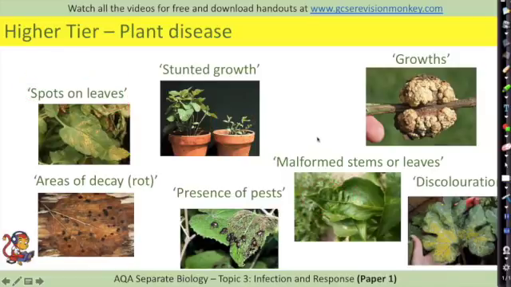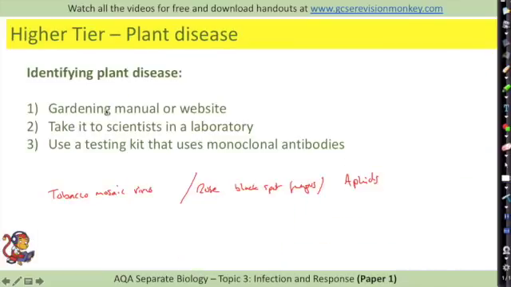And as a gardener, we would want to be able to identify what it is that's causing these diseases so that we can try and treat them or prevent them in other areas of the garden. It's especially going to be important for farmers and horticulturalists that are producing crops to sell on, because they're going to want the best crops that are free from disease. So once you've had a look at the symptoms of the plant, you might want to identify the plant disease so that you can treat it.